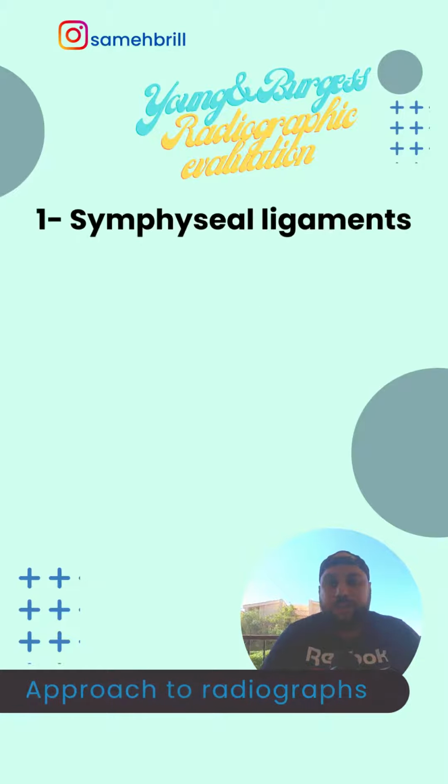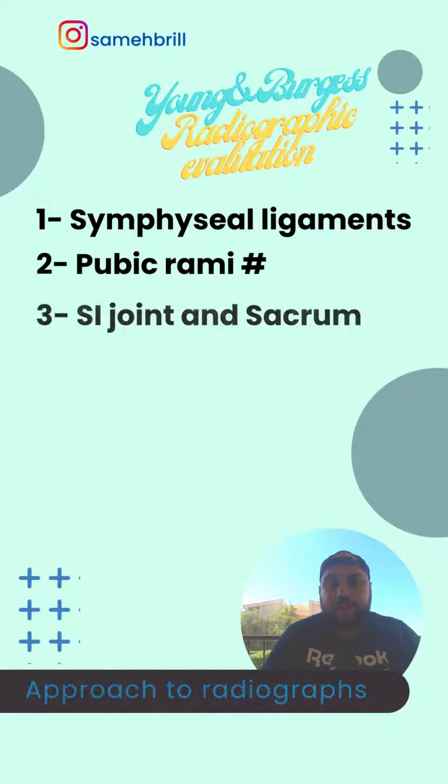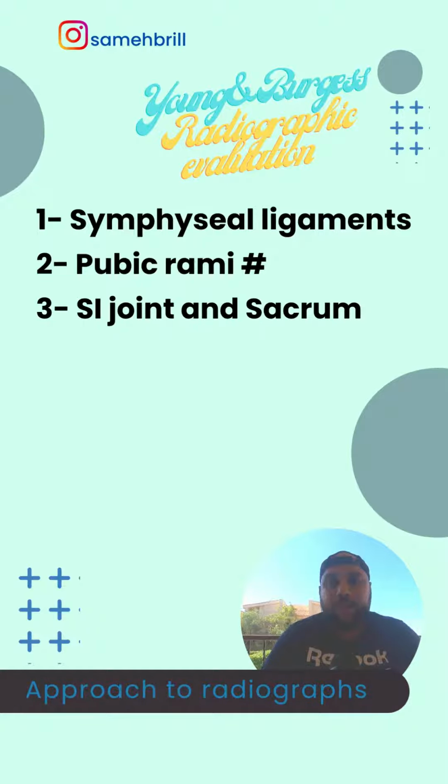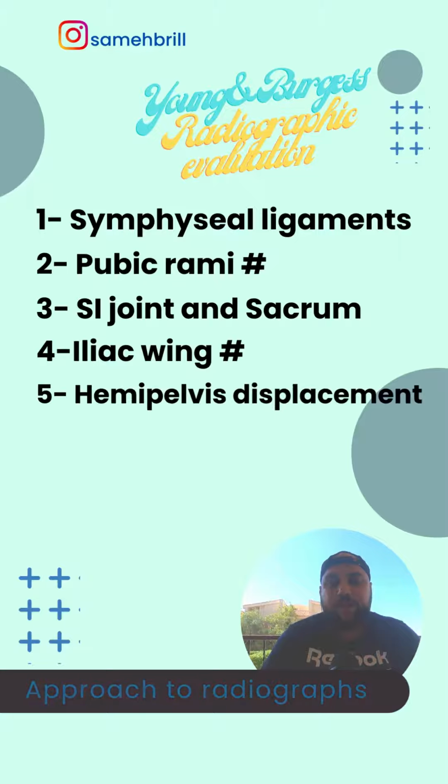Number one, I'll go for the symphysial ligaments, then I'll go for the pubic rami, and then go for the sacroiliac joint and the sacrum, and to see if there is any disruption in the sacroiliac joint or any sacral fractures present. Then I'll go to the iliac wing, and finally I'll go for the hemipelvis to see if there is any kind of displacement of the hemipelvis.